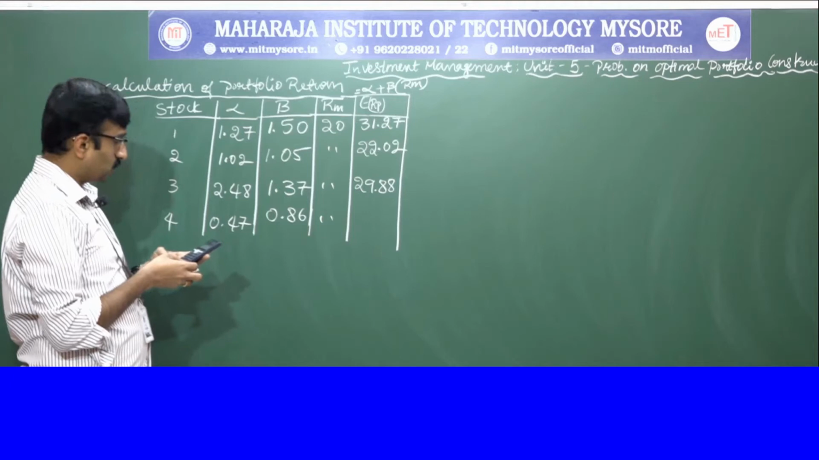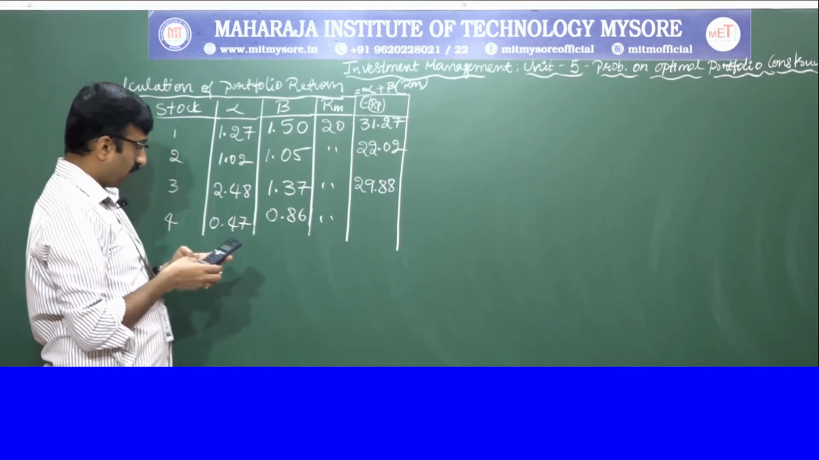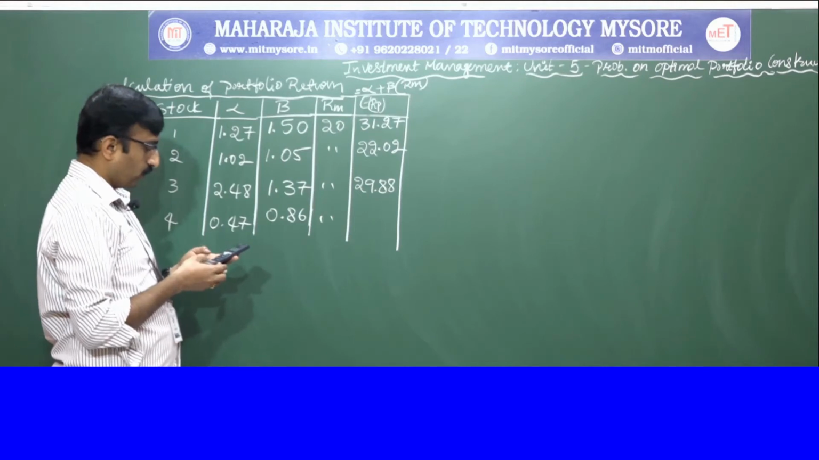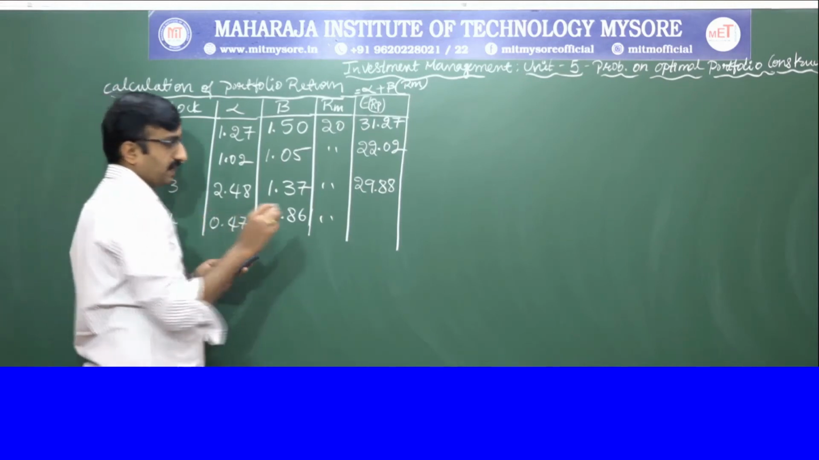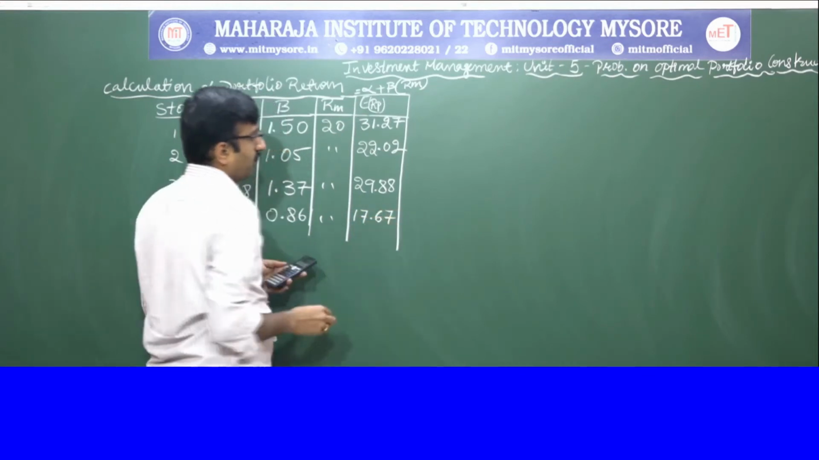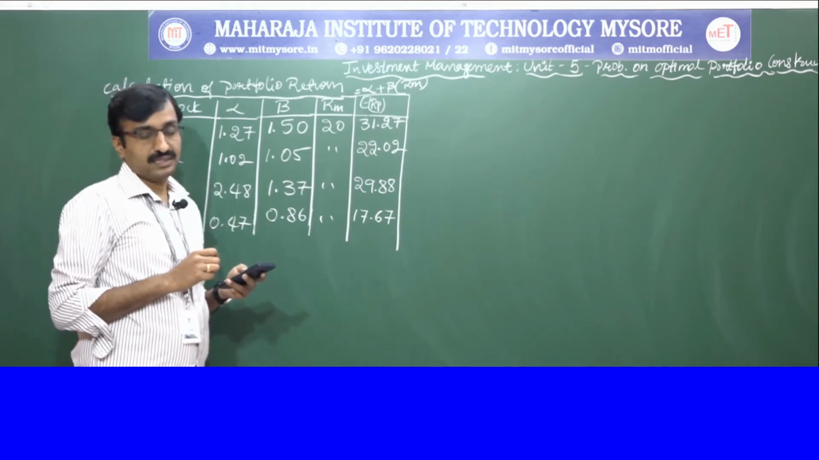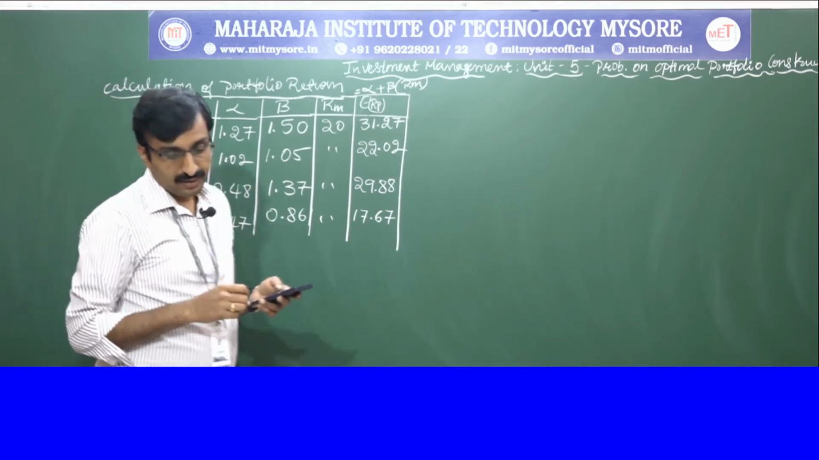Then the last one, 20 into 0.86 plus 0.47. If you do, you will get 17.67. This is the calculation of expected return.